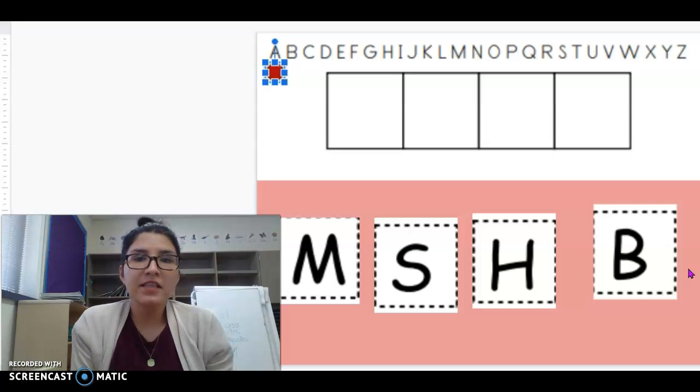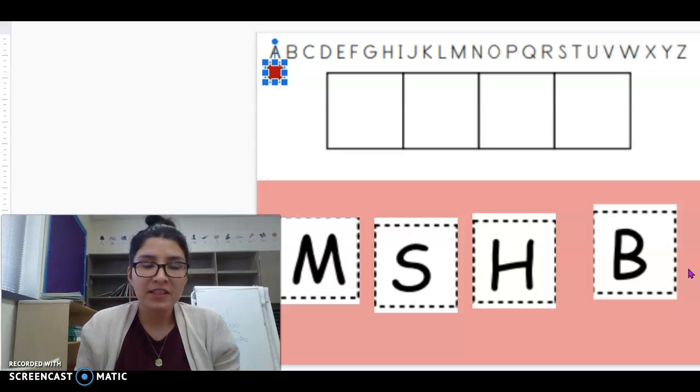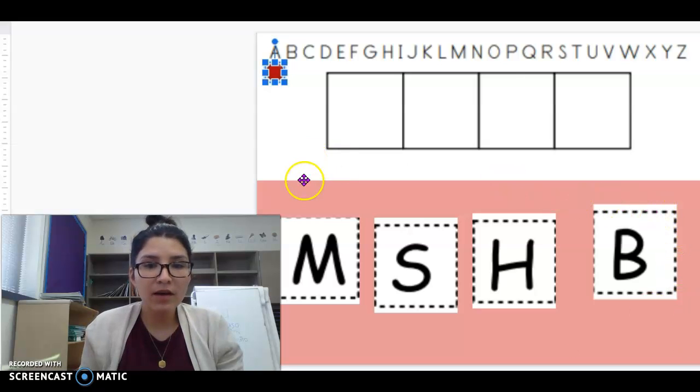So to put these letters in ABC order, we're going to need to look at each letter. And we did. We said M, S, H, and B, and we need to figure out which one would go first, right? So how can we do that? What tool can we use to help us put these in ABC order? We can use the alphabet to help us put these in ABC order, right? Okay, let's go ahead and do that.